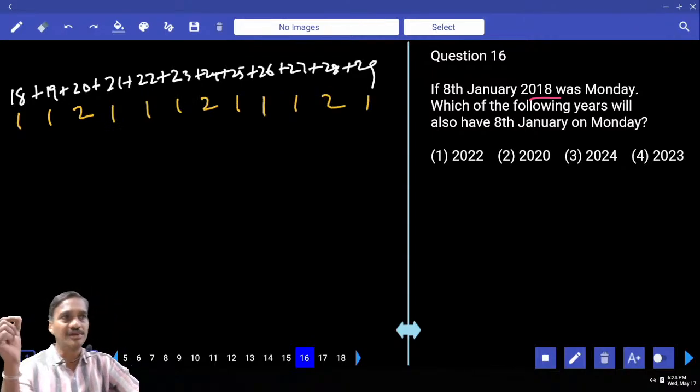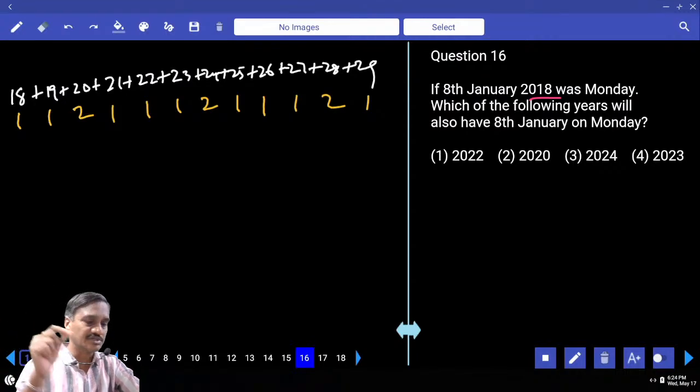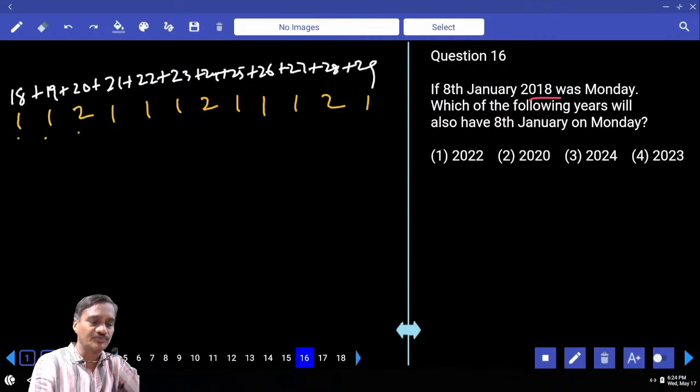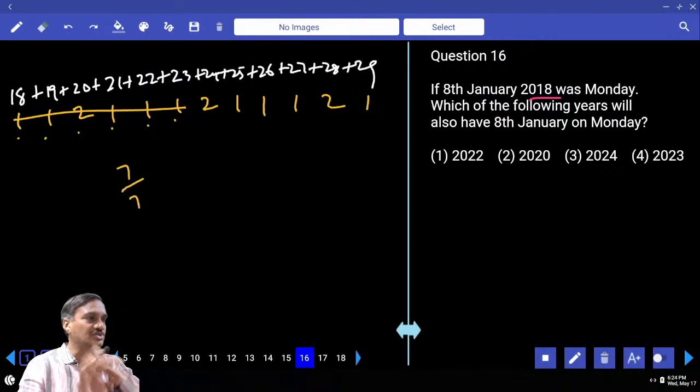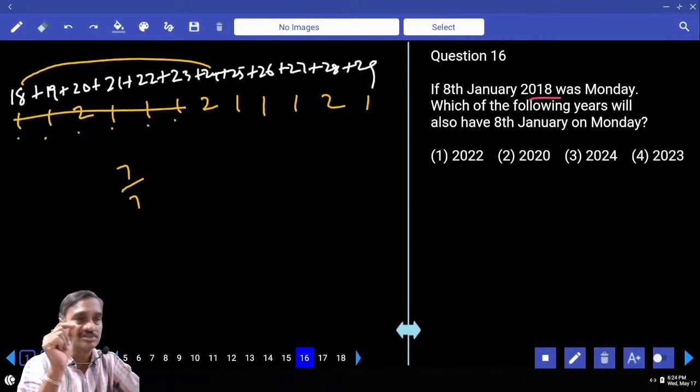Then finally, in order to have the same calendar year, the odd days must be 0. Now 1 plus 1 is 2, plus 2 is 4, 5, 6, 7. Now 7 divided by 7 is 0. Hence 2018 and 2024 must have the same calendar. Logically it is the answer, but 2024 is a leap year and 2018 is a non-leap year.